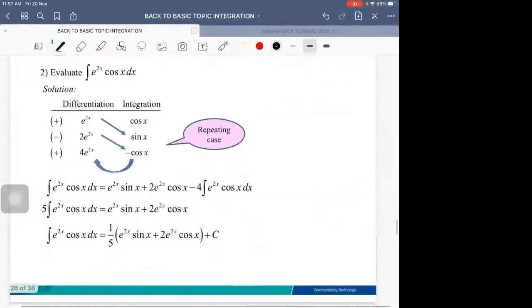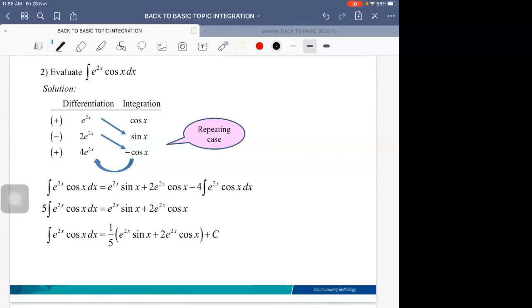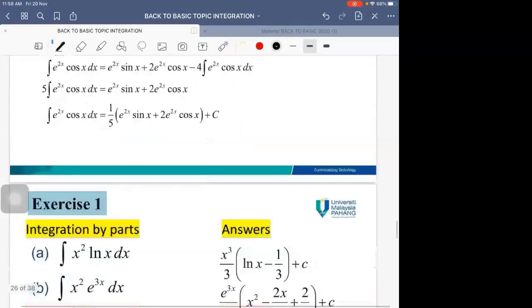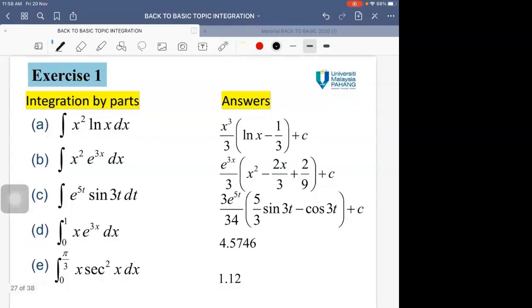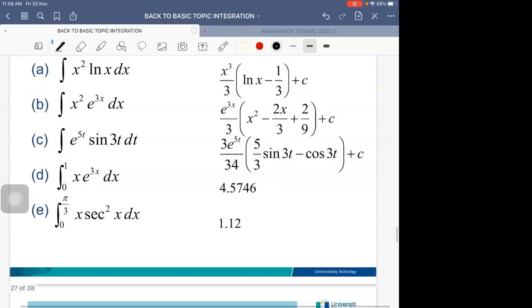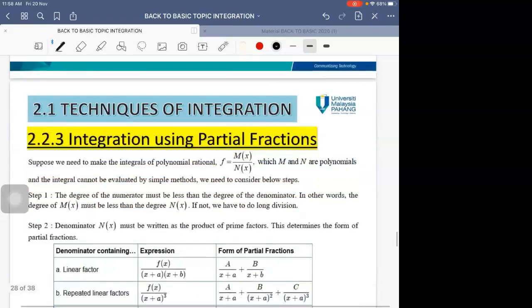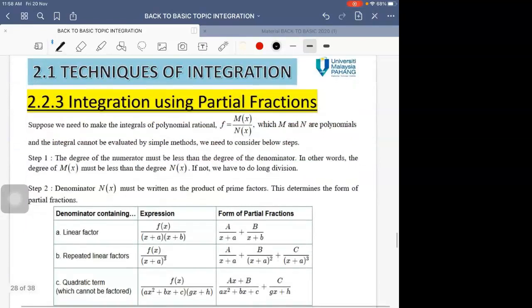Okay, so this is the solution. All right, step by step solution. So I believe that you are clear on how to select your u, based on LPET. Okay, so you may try this exercise. We have several exercises here, so you may try this. Because we are running out of time, let me move to the last technique.